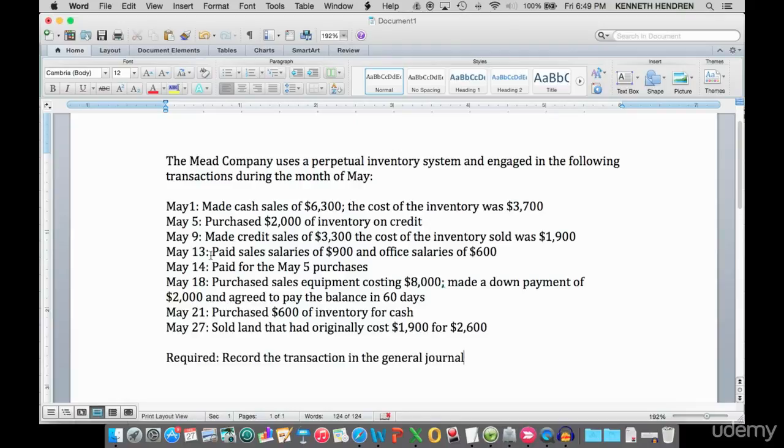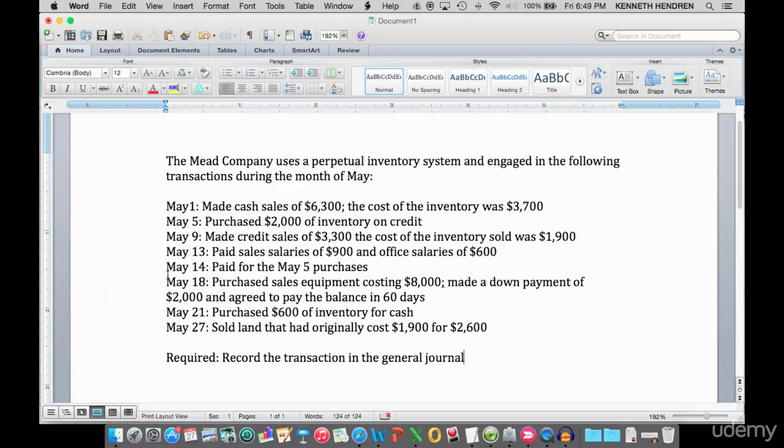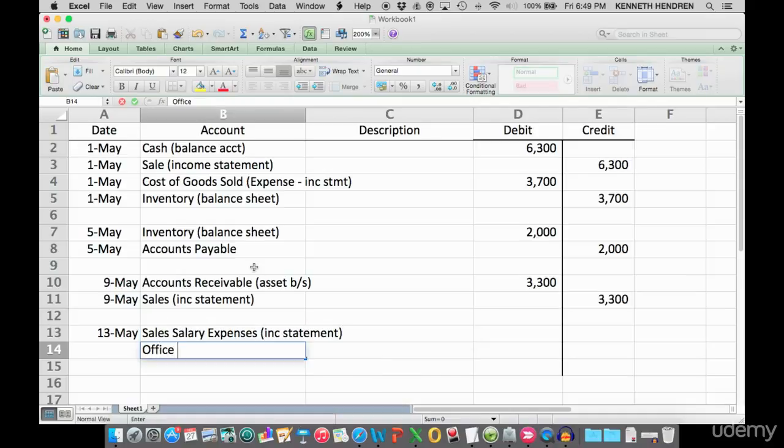The next transaction, May 13th, paid sales salaries of $900 and office salaries of $600. So we paid them, right? So we have sales salary expense, income statement. Then we have office salary expense on the income statement.